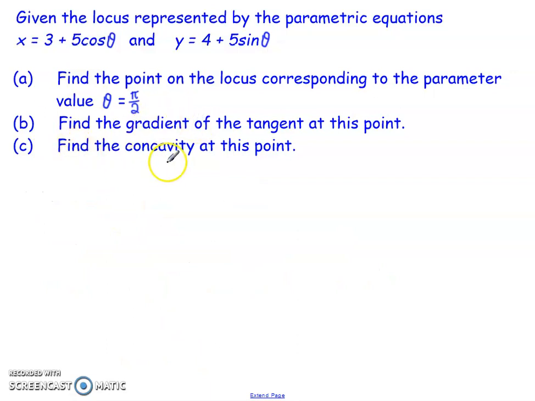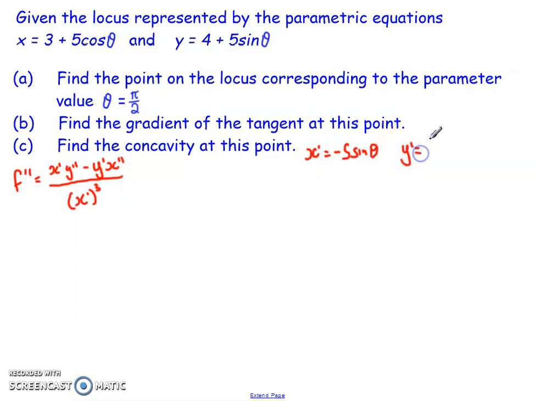Third part was I had to find the concavity of the curve at this point. So in order to do that, what we have to remember is the formula for my second derivative, f double dashed. Remember that that's given by x dashed y double dashed, take away y dashed x double dashed, over my derivative of x, x dashed, cubed. Now from the previous slide, remember that x dashed equals minus 5 sine theta, and my y dashed equals 5 cos theta.